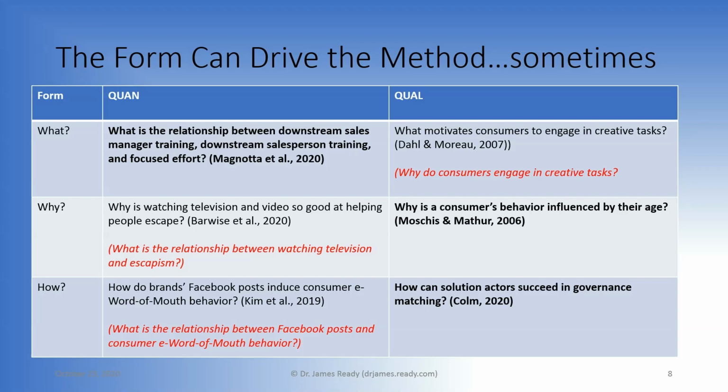Finally, in the how row, how can solution actors succeed in governance matching? That's a standard how question that is common in qualitative research. Kim and their colleagues wrote, "How do brands' Facebook posts induce consumer word of mouth behavior?" Could their question have been rephrased, "What is the relationship between Facebook posts and consumer word of mouth behavior?" Possibly, but they chose that method and they answered the question through quantitative. So really, there is no general rule, but there is some trends you can see.